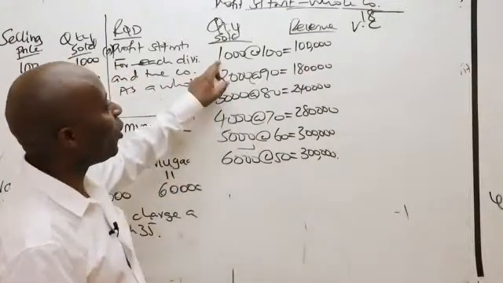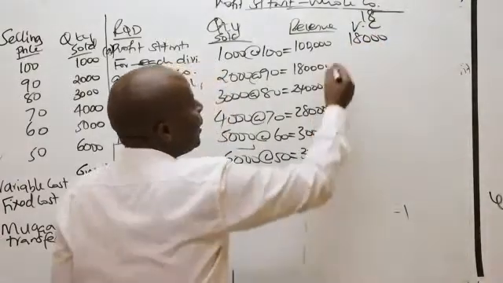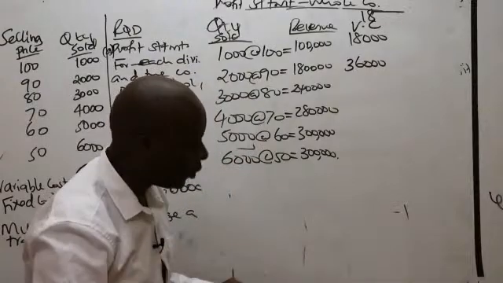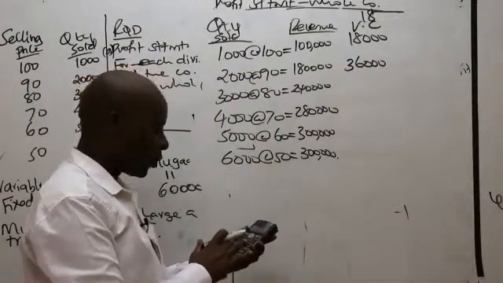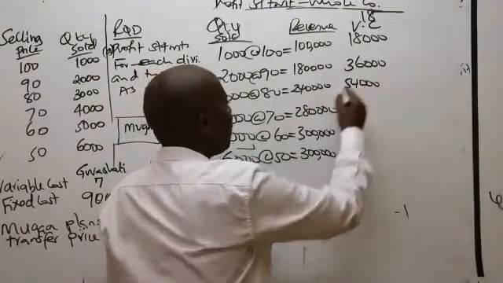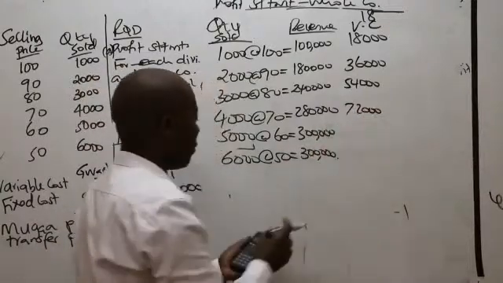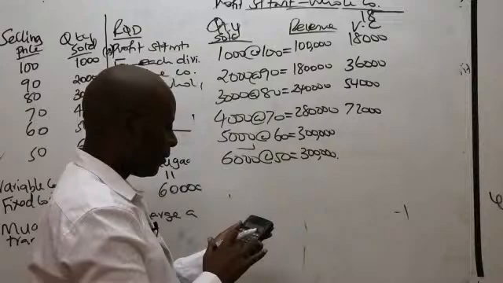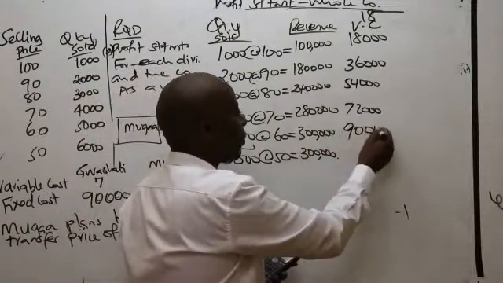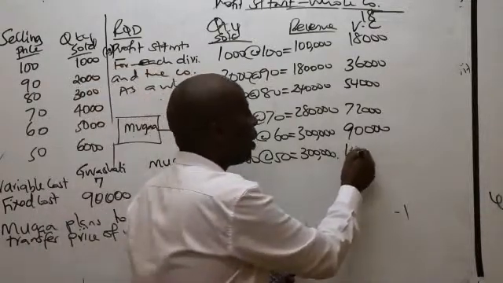So 1,000 times 18 gives us what figure here? 18,000. 2,000 times 18 gives us 36,000. Then we have 3 times 18, which is 54,000. 4 times 18 is 72,000. 5 times 18 is 90,000. And then we have 6,000 times 18, giving us 108,000.